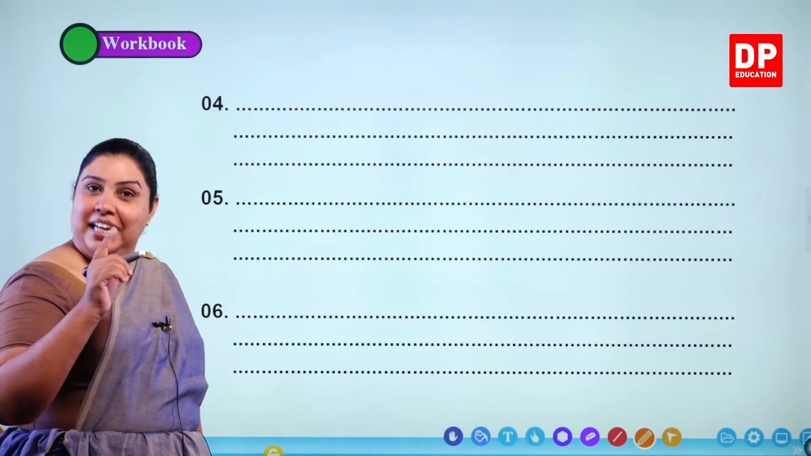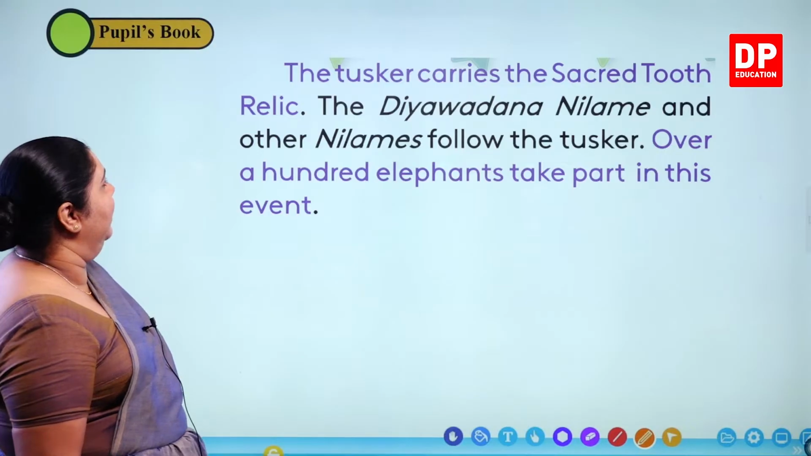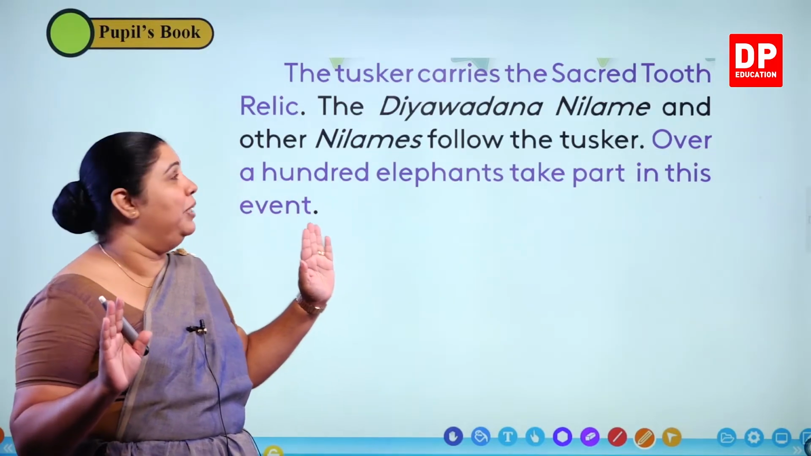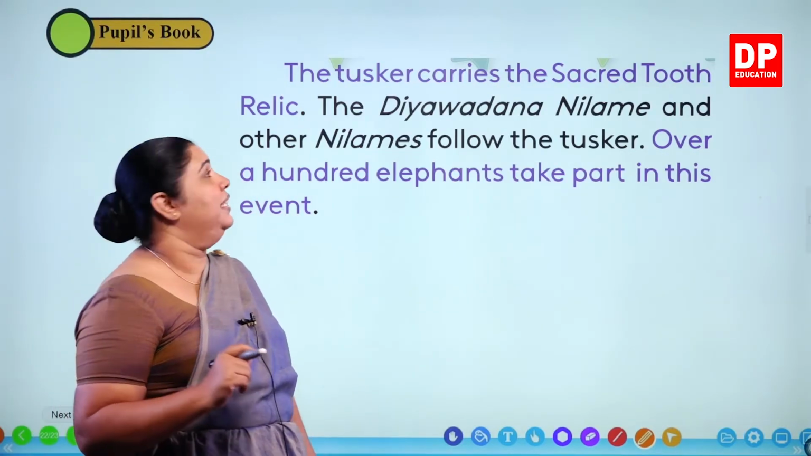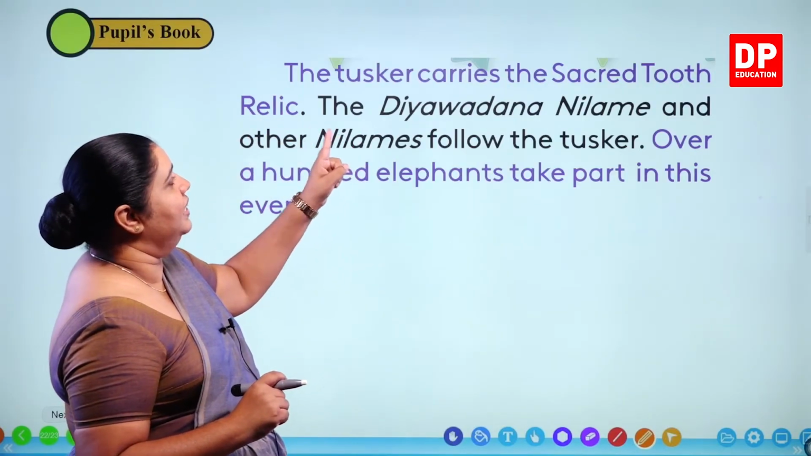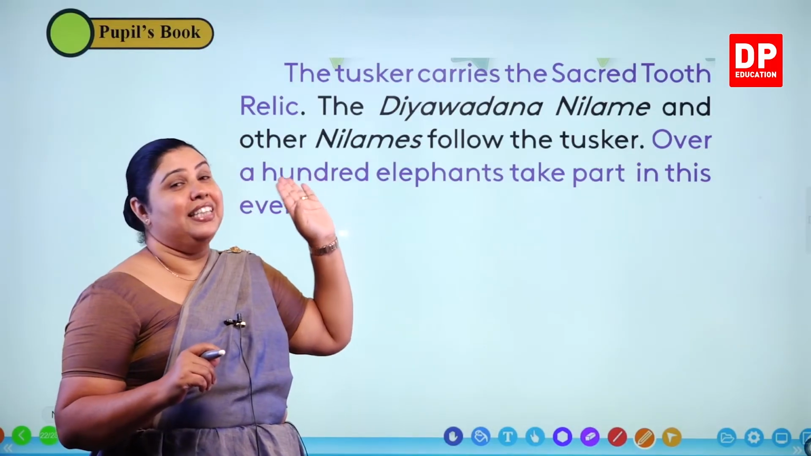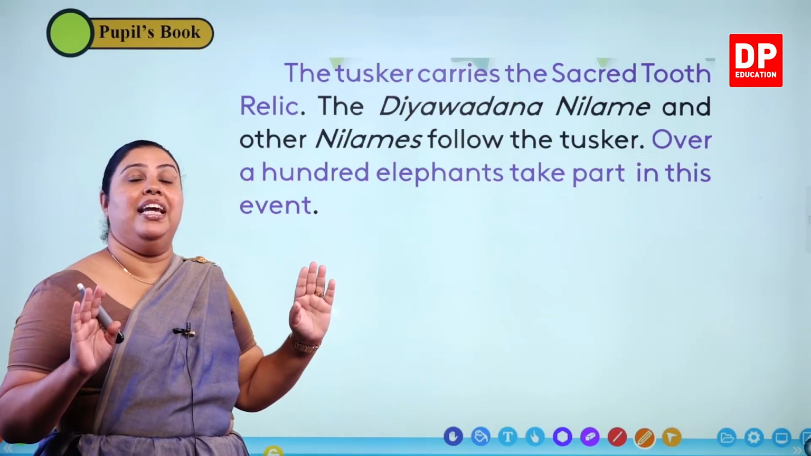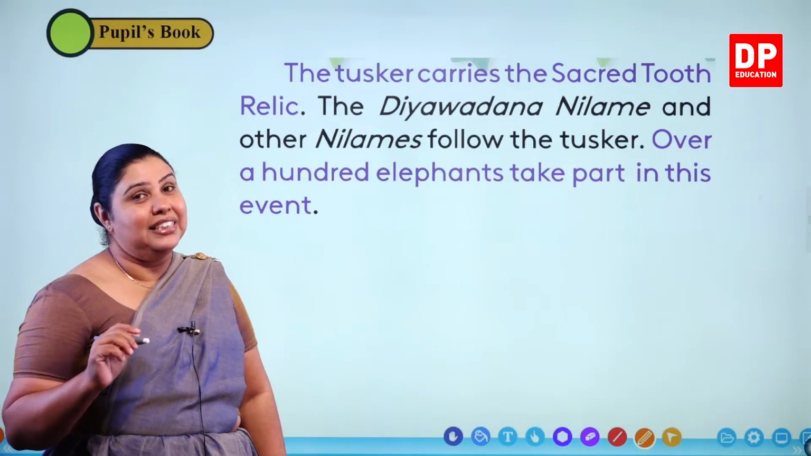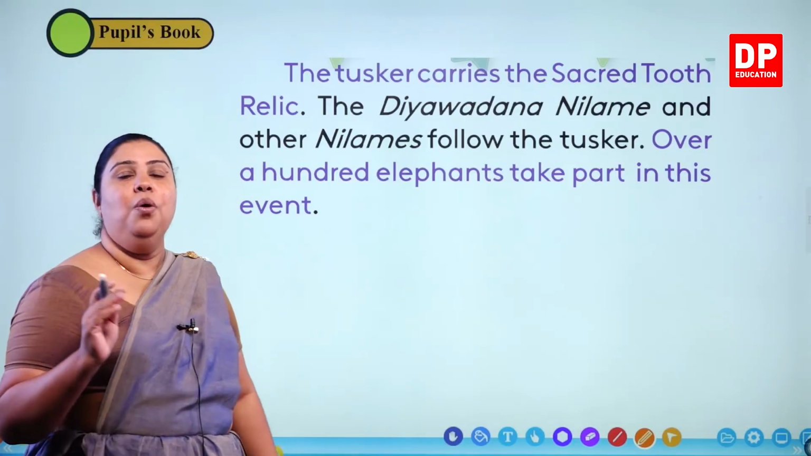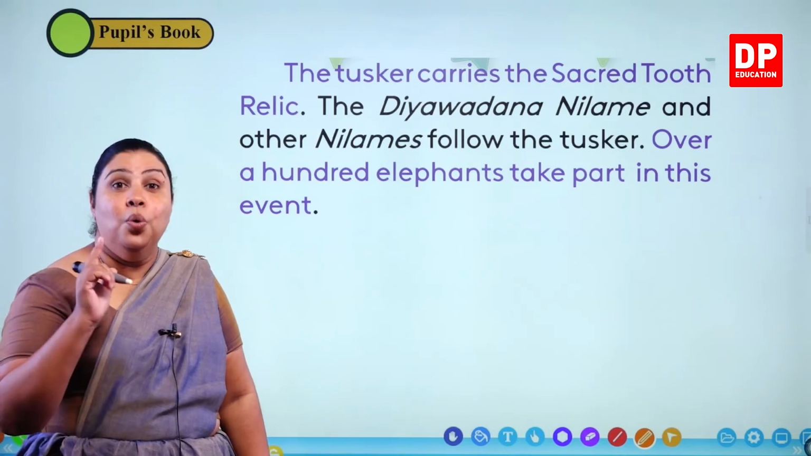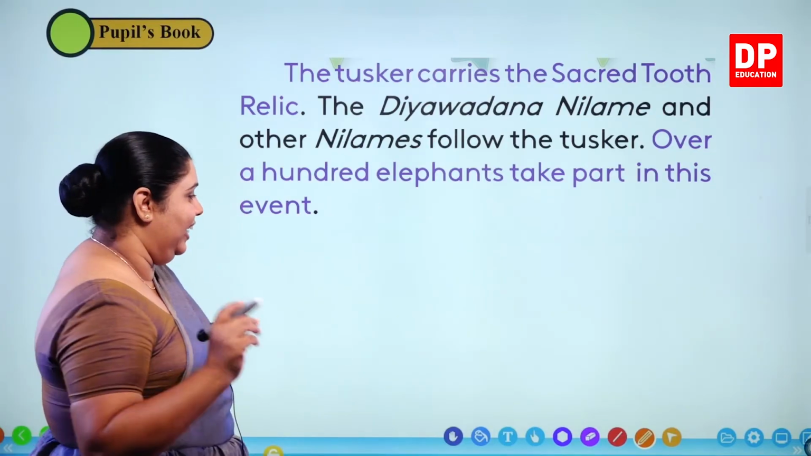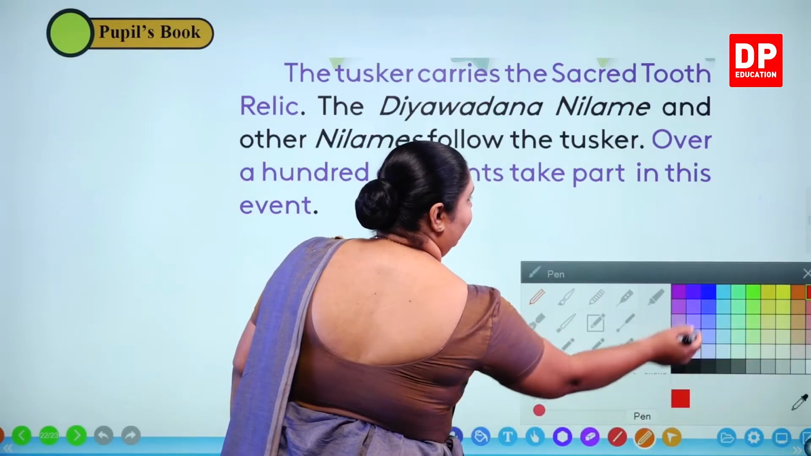Now let's take a look at our next paragraph. Right. Now can you see the purple sentences over here which come as our answers? There are a few more sentences in this paragraph that come as answers. The tusker carries the sacred tooth relic. Now how do we make the question for that answer? The tusker carries the sacred tooth relic. How are you going to write the question? Who carries the sacred tooth relic? Now we write the question.